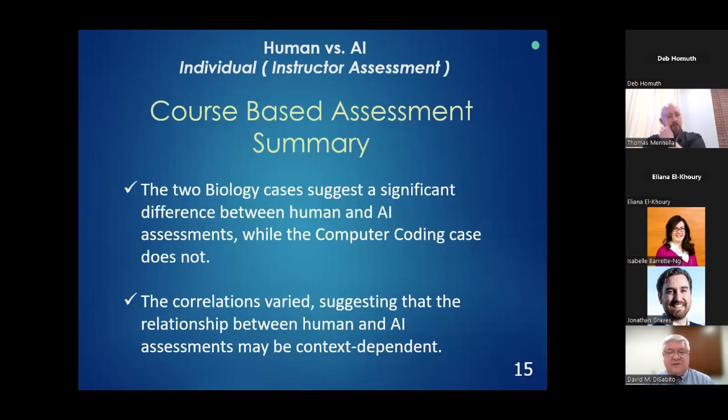So the two biology cases suggested a significant difference between human and AI assessments. The computer coding case did not. The correlations varied, suggesting that the relationship between human and AI assessments may be context dependent.